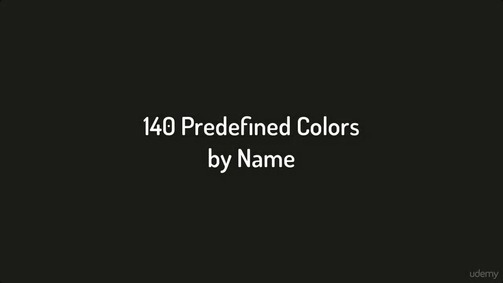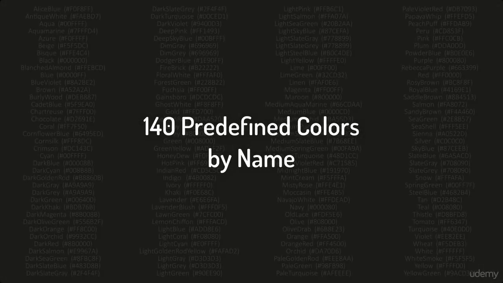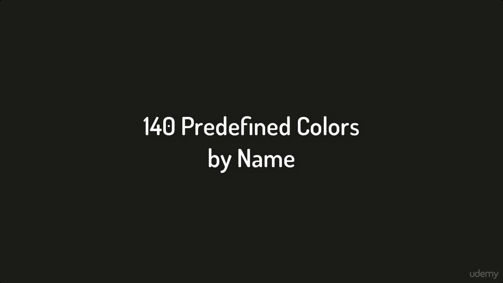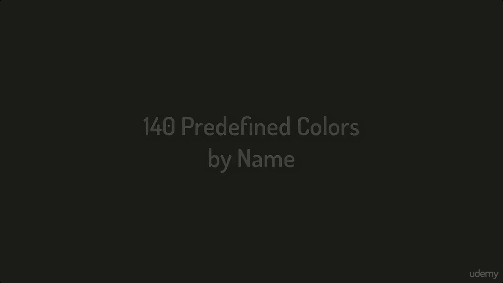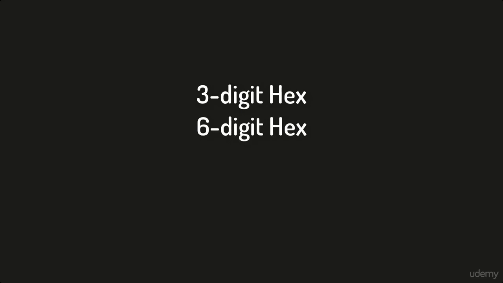HTML5 and CSS3 have a combined 140 colors defined by name. I've included a color chart for you to download so that you can have a complete reference of the 140 predefined colors. You're not strictly confined to these 140 predefined colors though. You can represent colors in HTML and CSS by 3-digit hex, 6-digit hex, or RGB and RGBA.